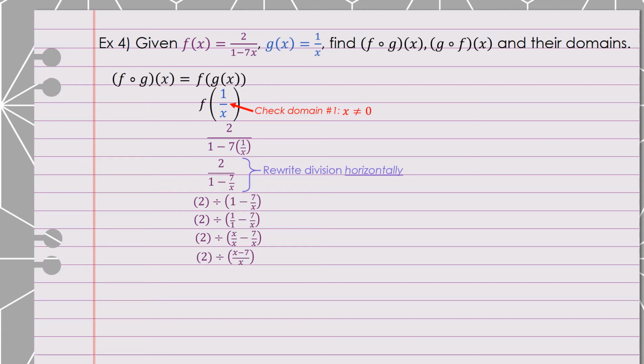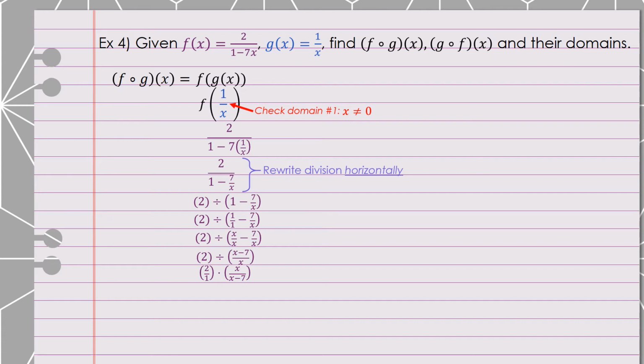We move on to exponents, but there are none. So again, we're looking at the problem as a whole. Since there are no exponents, we move on to multiplication and division. Now we're going to take care of that division symbol. Because x minus 7 over x is a fraction, I need 2 to be a fraction, which means I simply write it as 2 over 1.